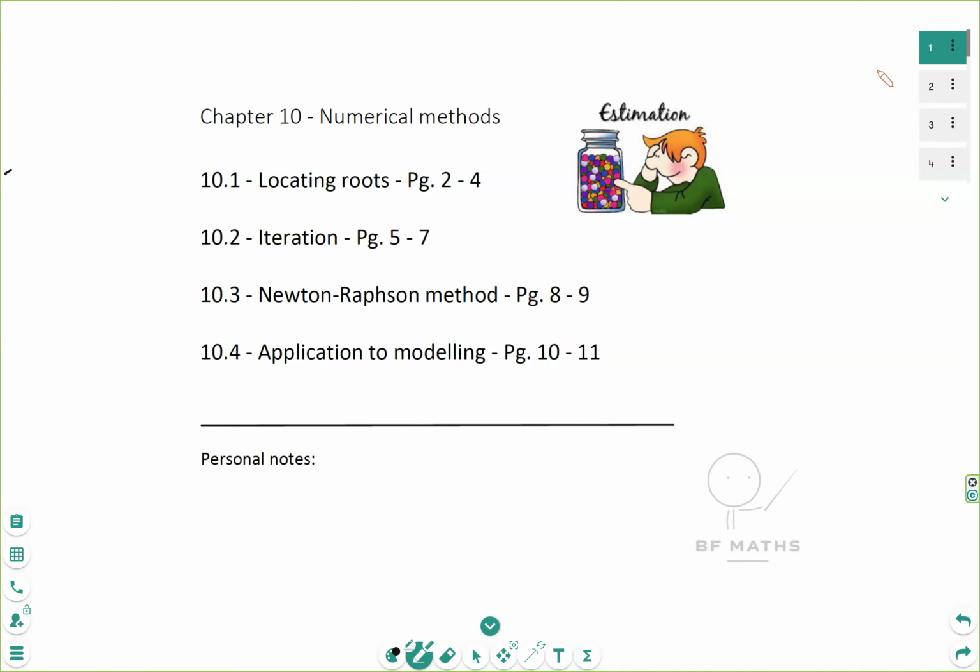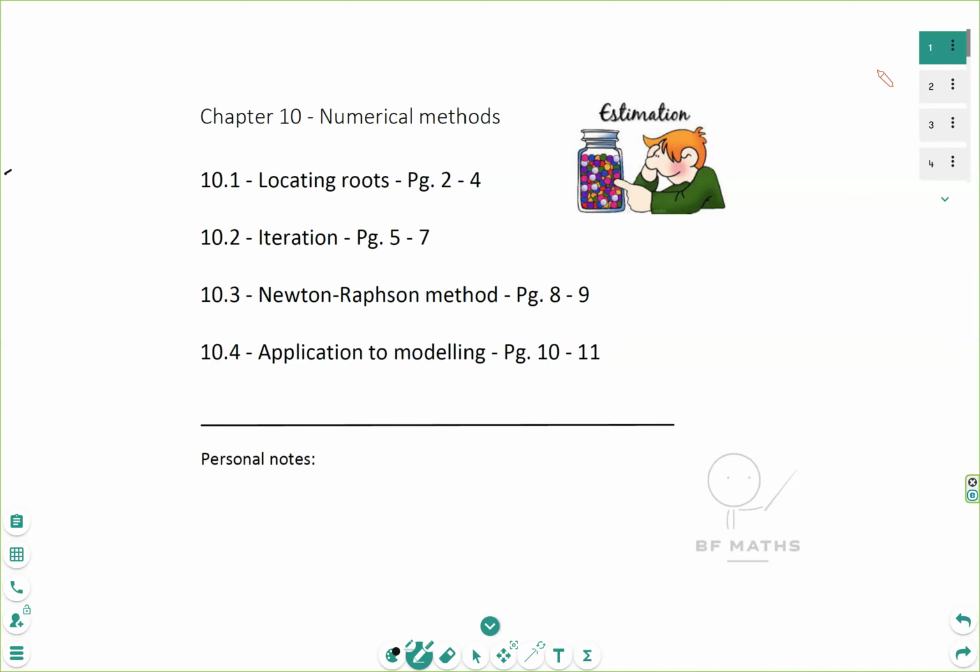Welcome to Year 2, Pure, Chapter 10 about numerical methods. In this chapter, you'll be learning a few things about locating roots and different methods to locate a root. When you talk about root, it's not about plants' roots, it's about the solutions to equations. Some equations are solvable, but they're not factorizable, and not easy to work out an exact value. So sometimes it's easier to estimate a root, estimate a solution.